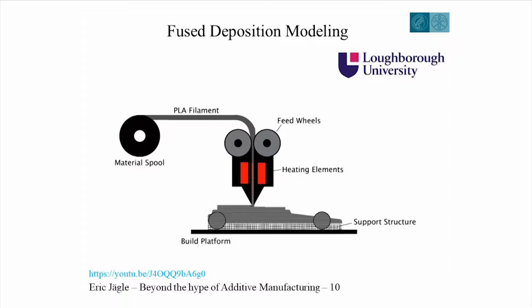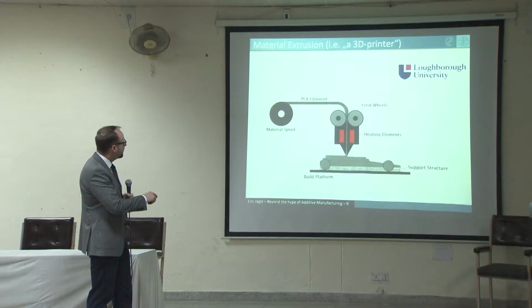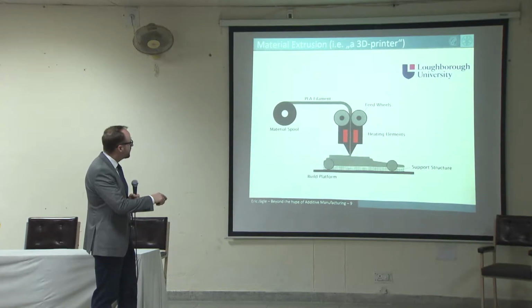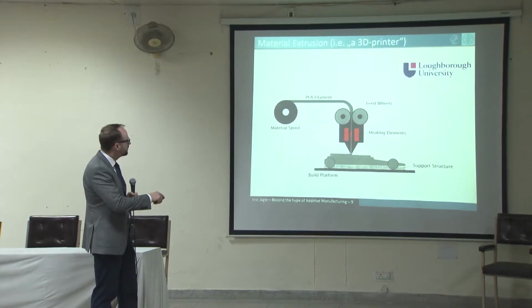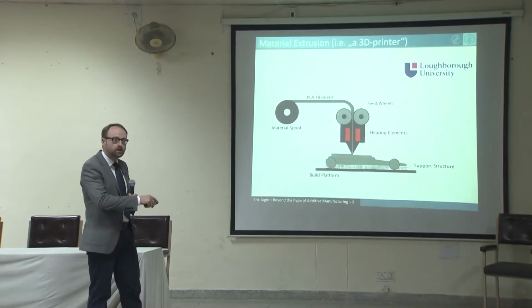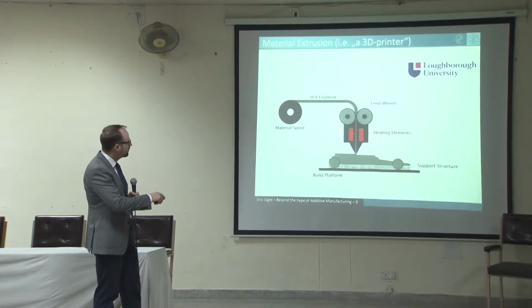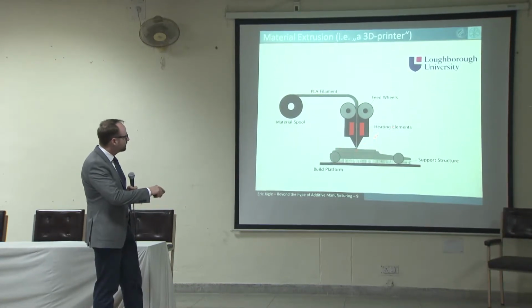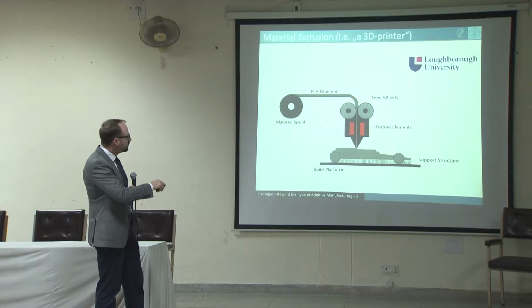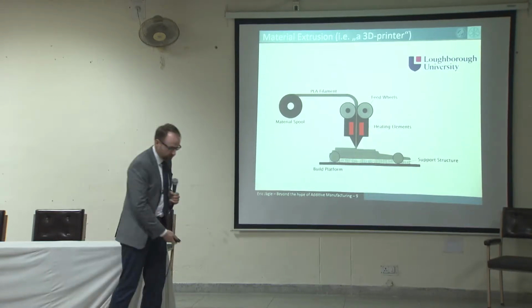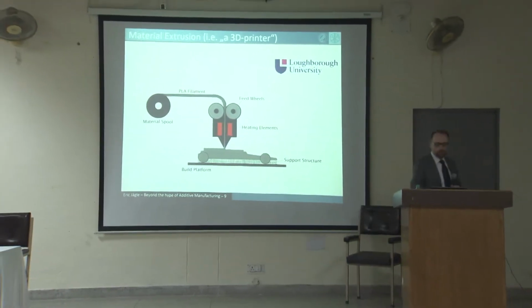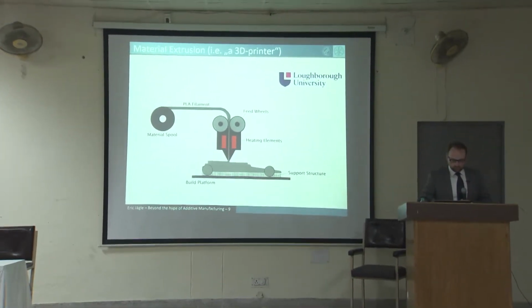Here you see the schematic. The material is supplied as a thin wire, typically called filament. These feed wheels push the wire into the heating element where it is molten. It's a thermoplastic material that can be molten, and then it is pushed through a thin nozzle and laid down. And this entire setup here moves in a computer controlled way. So let me show you, let me play you a small video from the University of Loughborough.